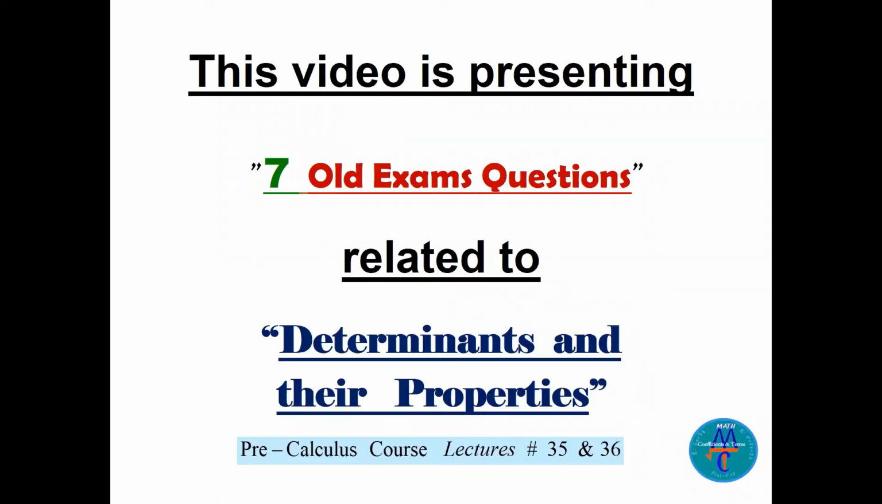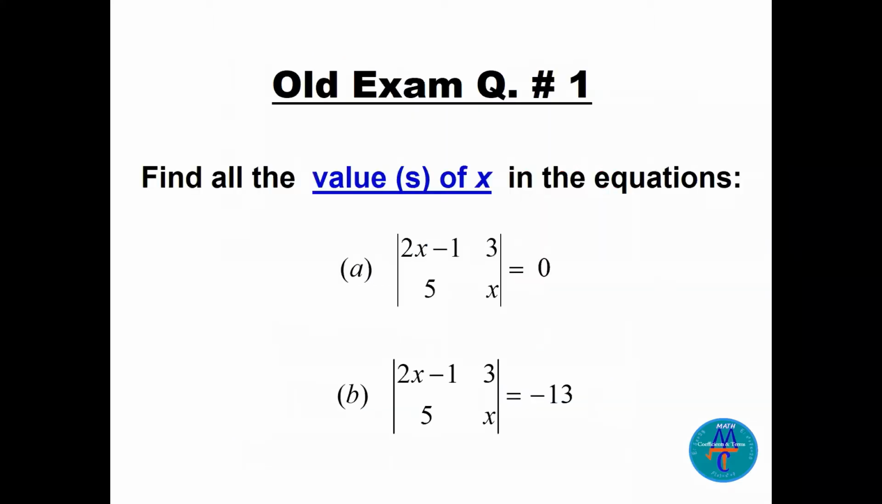In this video, I'm presenting 7 old exam questions related to determinants and their properties. These are coming from lectures 35 and 36 of the pre-calculus course. Question number 1: find all the values of x in the equations A and B.